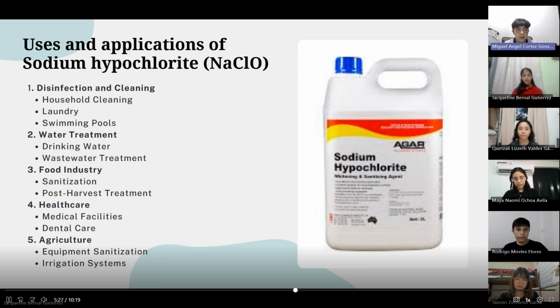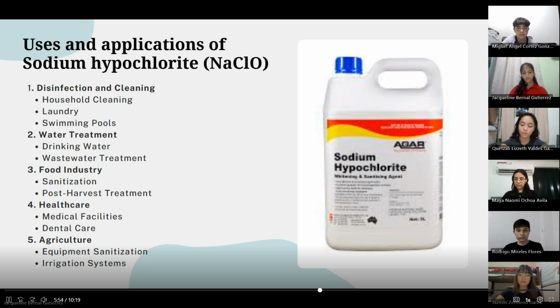Uses and applications of sodium hypochlorite. 1. Disinfection and cleaning: household cleaning, laundry, swimming pools. 2. Water treatment: drinking water, wastewater treatment. 3. Food industry: sanitation, post-harvest treatment. 4. Healthcare: medical facilities, dental care. 5. Agriculture: equipment sanitation, irrigation systems.